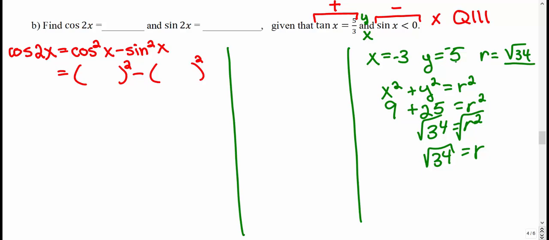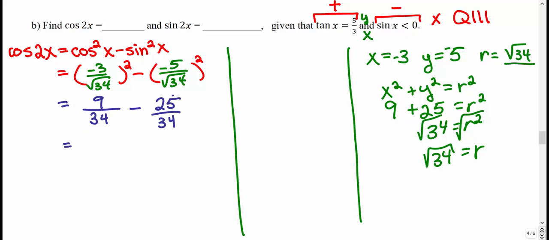Now that we know x, y, and r values for our angle x, let's plug the information into our formula. For cosine, we know that cosine is x divided by r. So that's negative 3 divided by the square root of 34. Sine is y divided by r, so that's negative 5 divided by the square root of 34. And now we want to simplify. Anytime that we square a value that is negative, we get a value that is positive. So negative 3 squared would be positive 9. Square root of 34 squared, we just get 34. Minus, squaring just what's in the parentheses here, we get a positive 25 divided by 34.